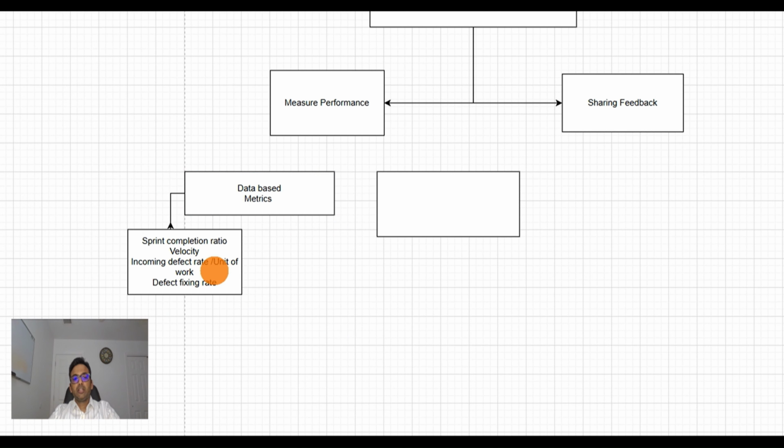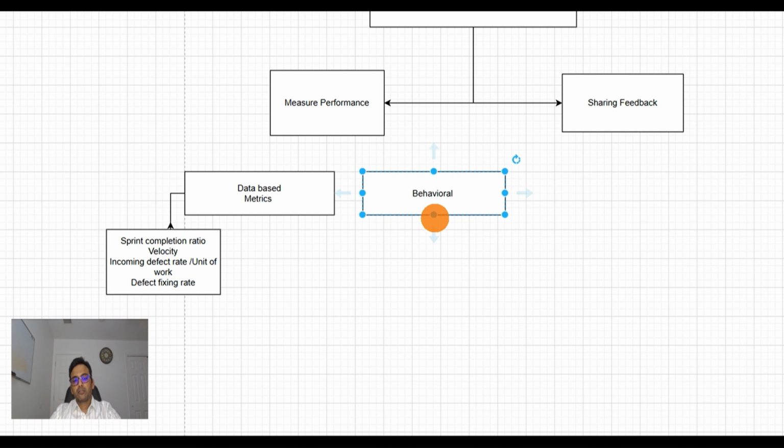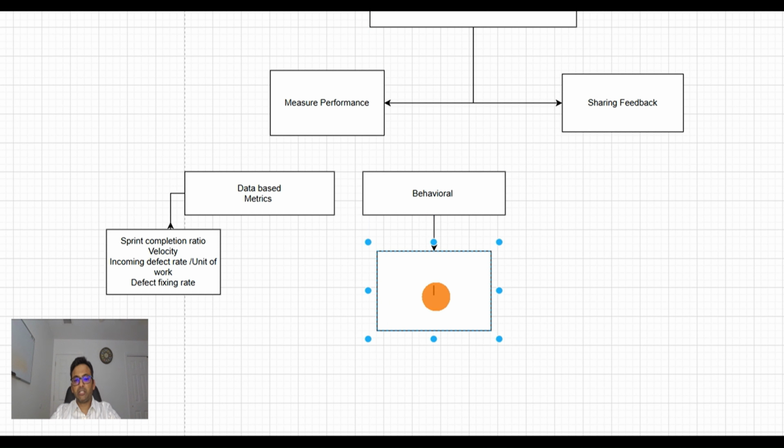Now the second part is behavioral, and we need to make sure we are recording it properly and sharing it. In the behavioral part, there are things which cannot be covered as part of data but are crucial for a successful team. For example, engagement in meetings. It is very important for each team member to actively participate in discussions and meetings.